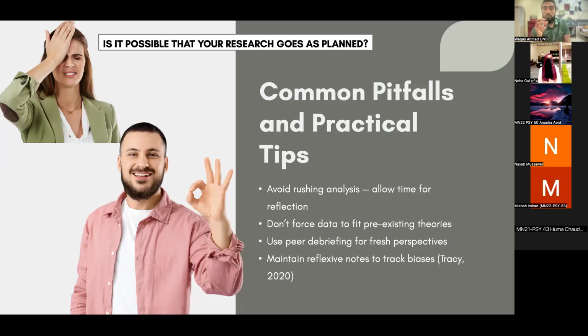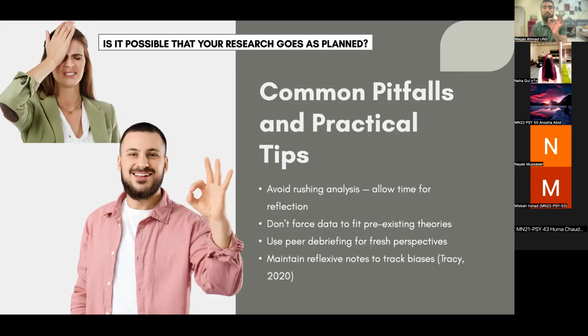Number two, do not force data to fit pre-existing theories. For example, there's a theory that says something about your research, and you want to have the data according to that theory. Why? Because that theory was proposed by someone in a different culture, different time, different country, 1,000 miles away from your country, right? And you are expecting the data in your culture, your country, your time to fit that theory, which is impossible. So do not force the data, keep it natural.